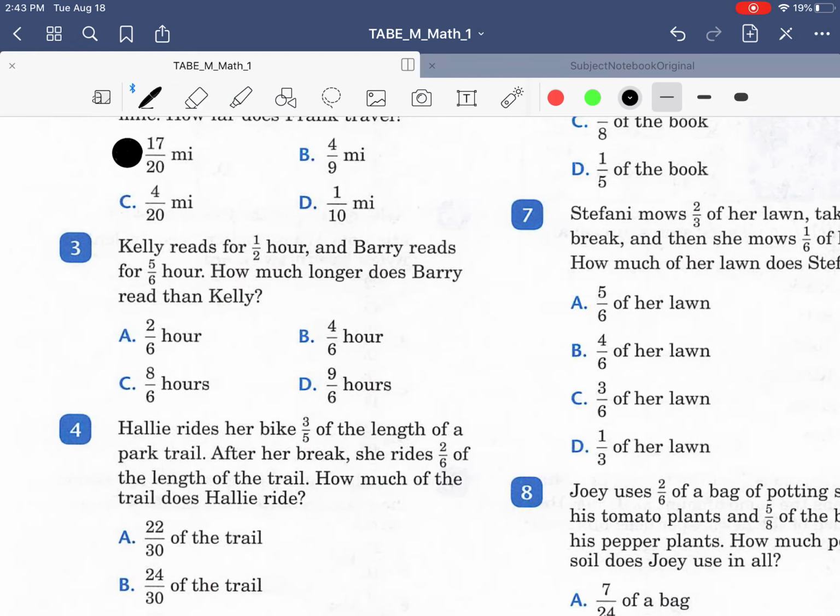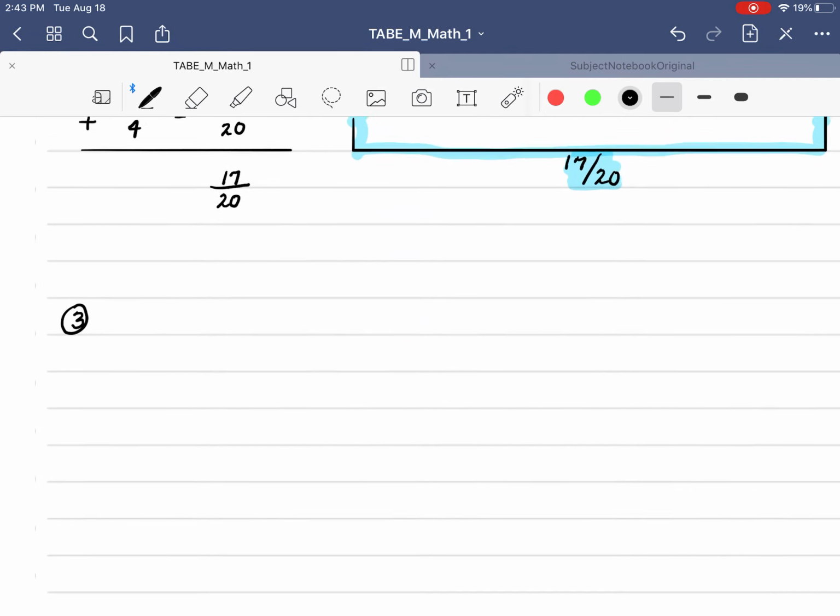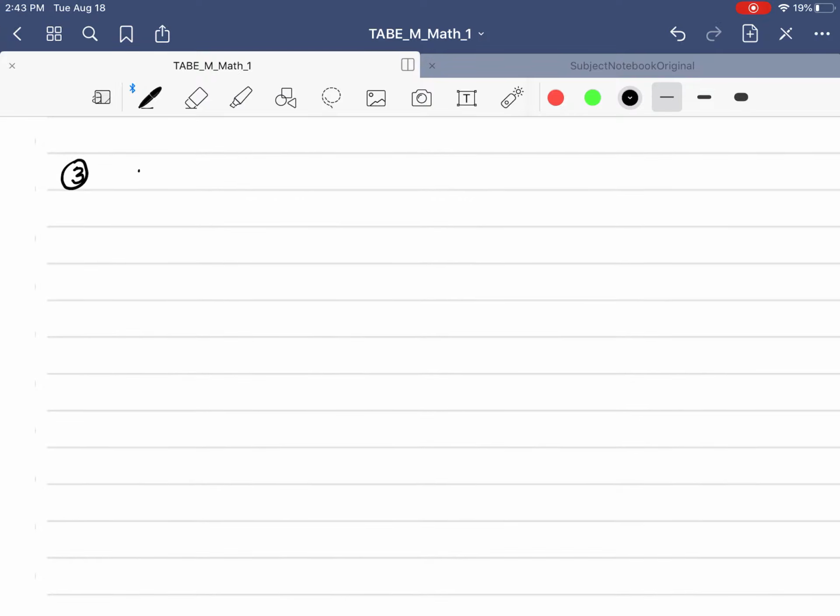Kelly reads for half an hour and Barry reads for 5/6 of an hour. How much longer, there's an word, does Barry read than Kelly? So this is a subtraction. 5/6 minus a half. So 5/6 minus 1/2.